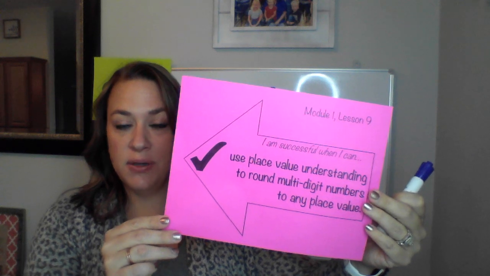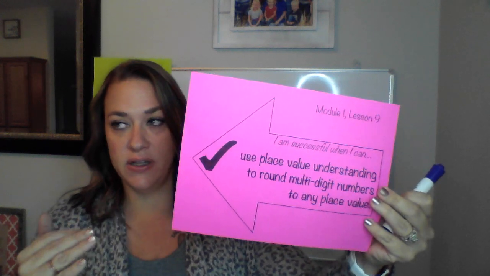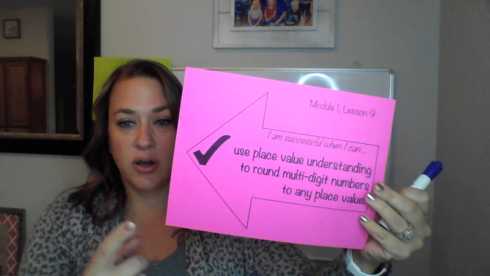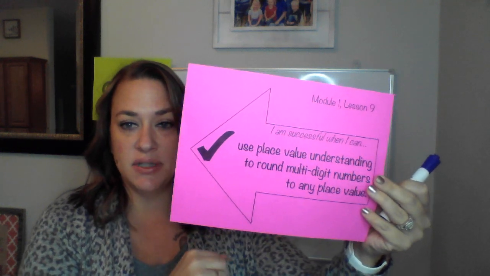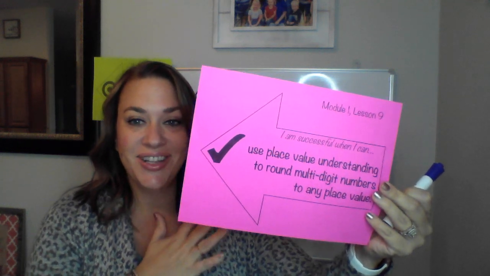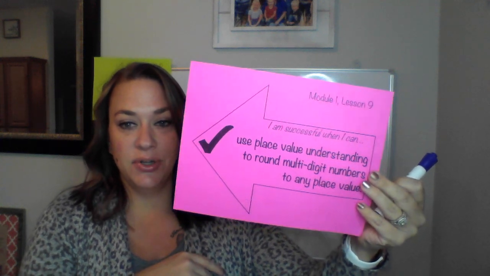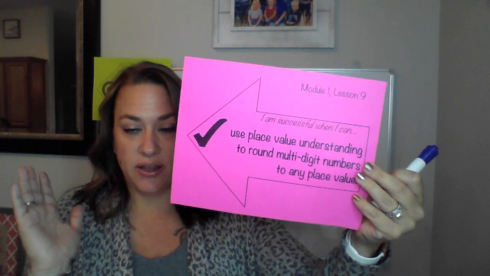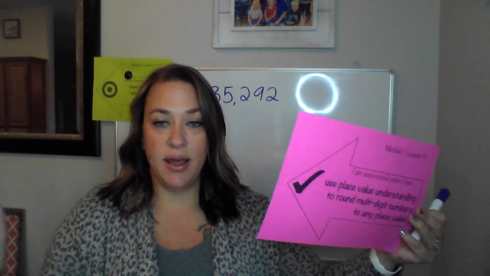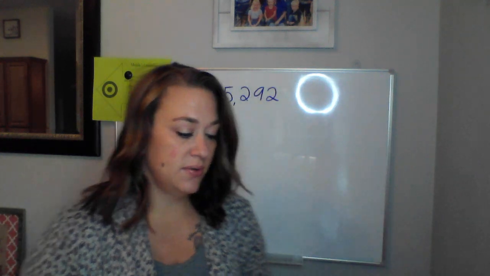We are going to be rounding to any place value today. So our target is: I am successful when I can use place value understanding to round multi-digit numbers to any place value. In the last couple lessons, we were only doing thousands or 10,000s, and this time we're going to be working in all the different place values, okay?